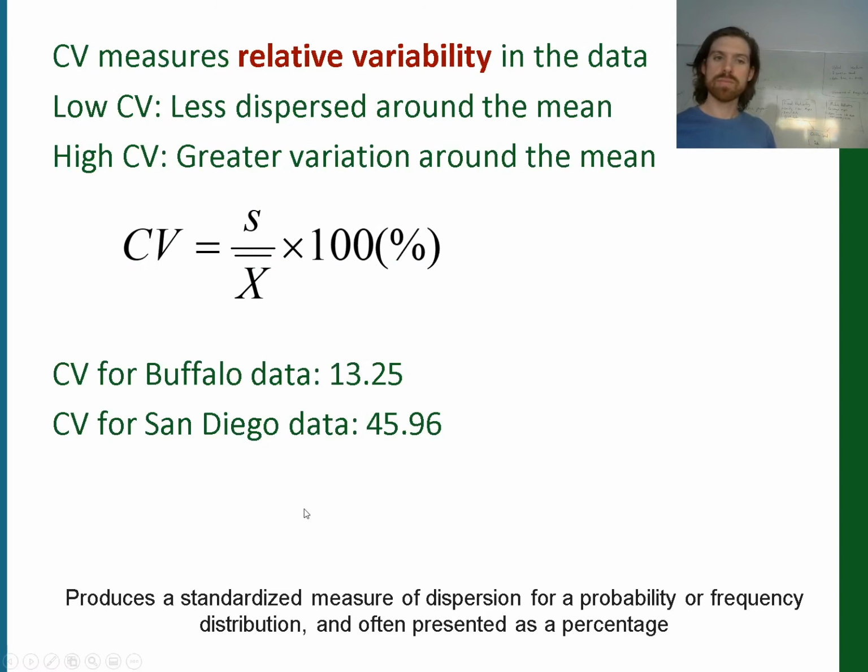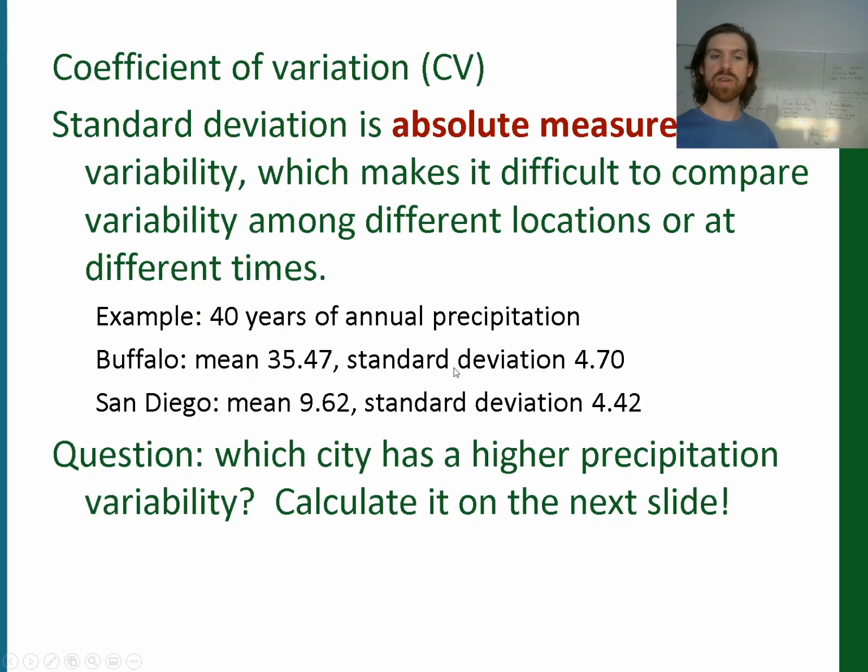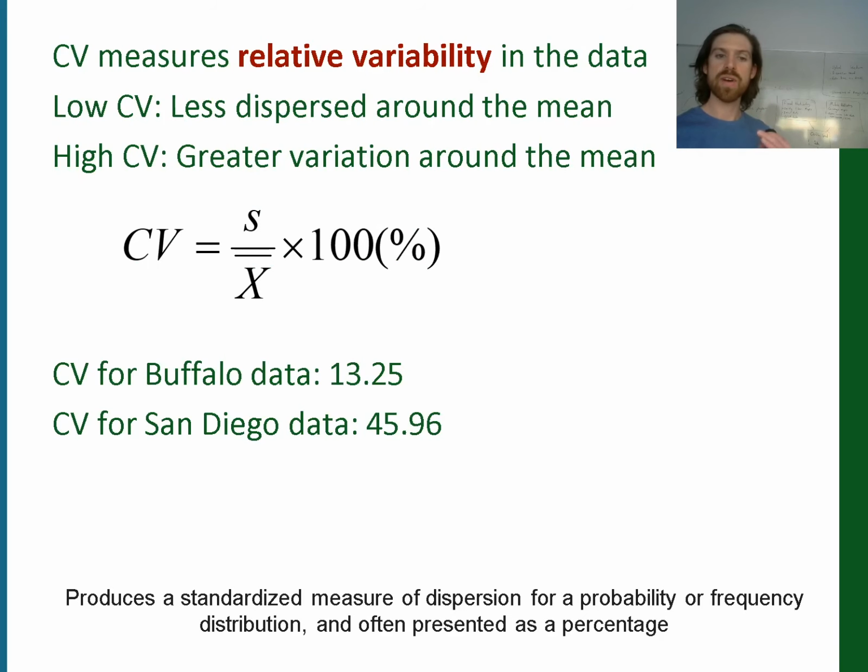As I said before, the coefficient of variation is a standardized measure, which sometimes we present as a percentage. It measures the dispersion for a probability or frequency distribution. So if the coefficient of variation is low, there's less dispersion. And if the coefficient of variation is high, then there's greater variation around the mean. We calculate that by dividing the standard deviation by x bar, the mean value for the sample, and then multiplying it by 100. That gives us a coefficient we can think of as a percentage, for the level of variation around the mean.